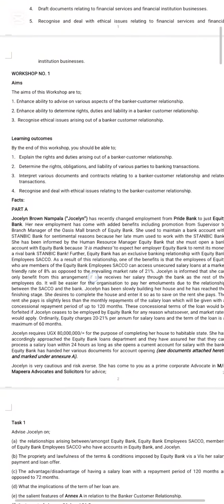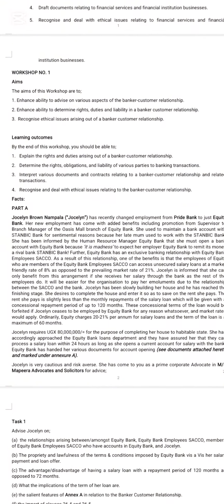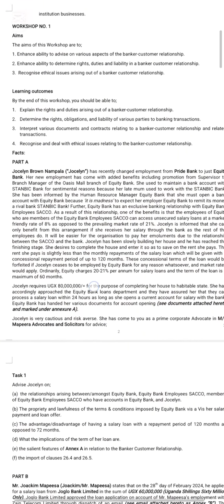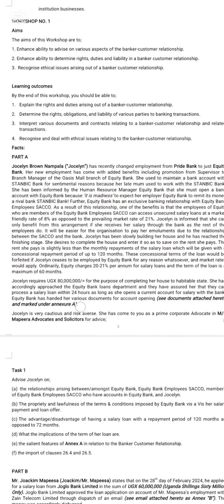deal with ESCO issues. Workshop 1. The aim of these workshops is to enhance the ability to advise on various aspects of the bank-customer relationship, enhance the ability to determine rights, duties, and liability in a banker-customer relationship, and recognize and deal with ESCO issues arising out of a banker-customer relationship.